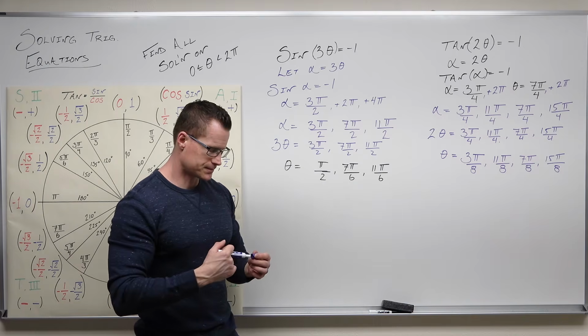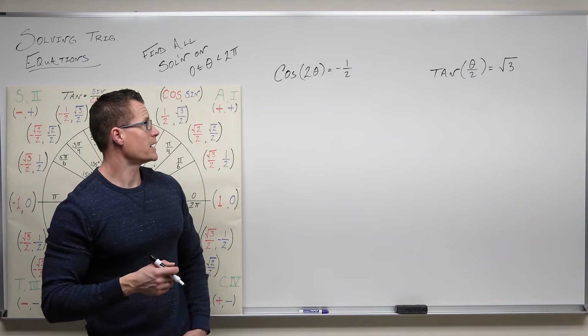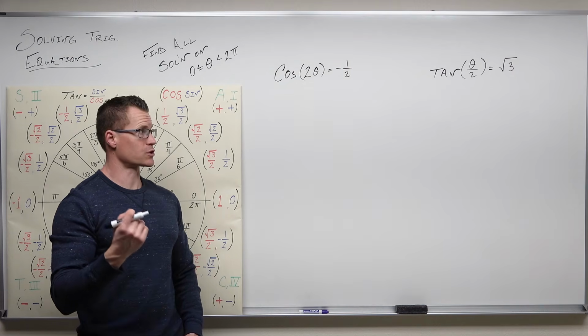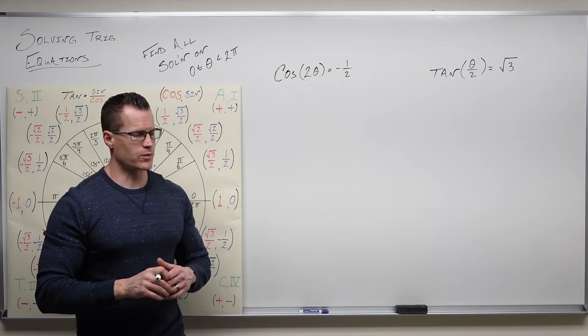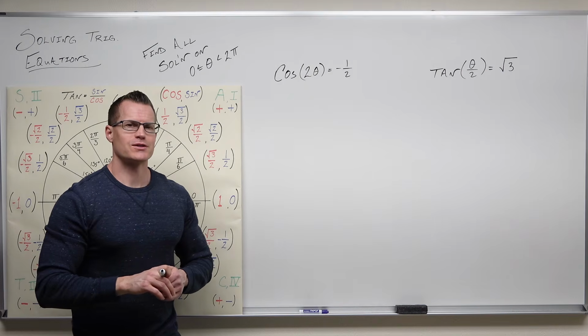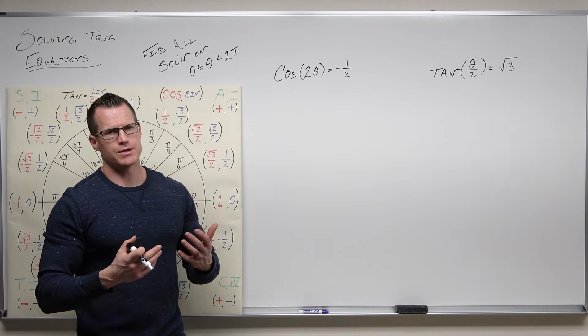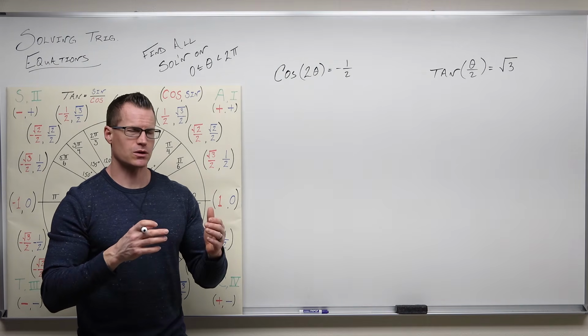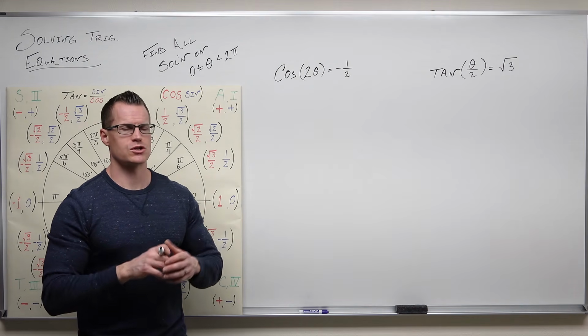It's kind of nice. All right, cosine of 2 theta equals -1/2, and tangent of theta over 2 equals square root of 3. I had those on the board before, we just ran out of room, so I had to erase them. So now we're going to solve them the same exact way. They're already isolated trig functions. That's fantastic, and we're going to sort of combine these ideas in just a moment.